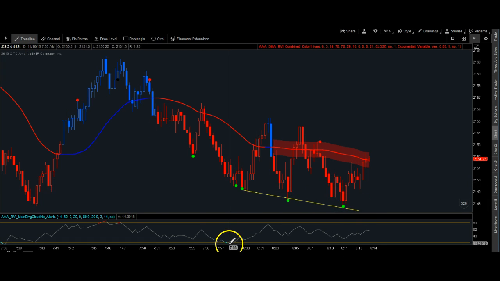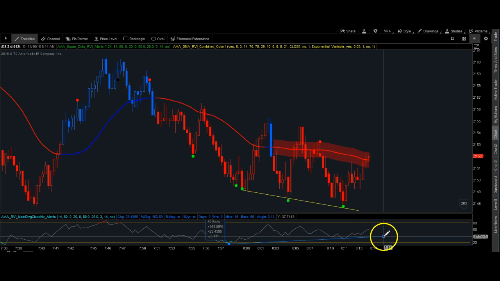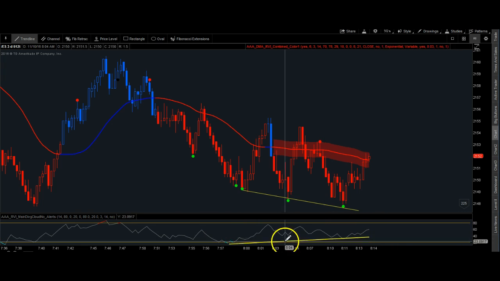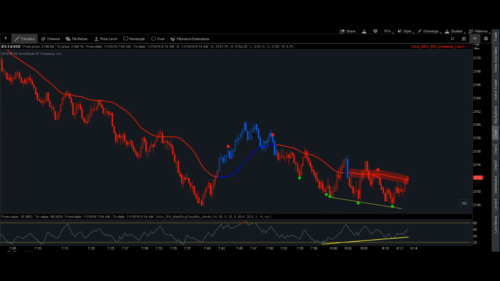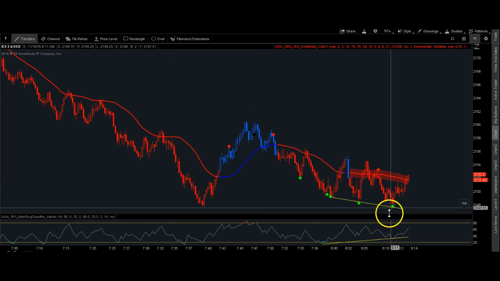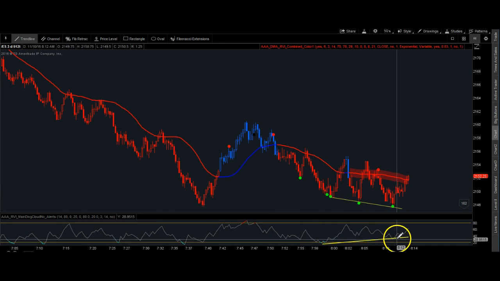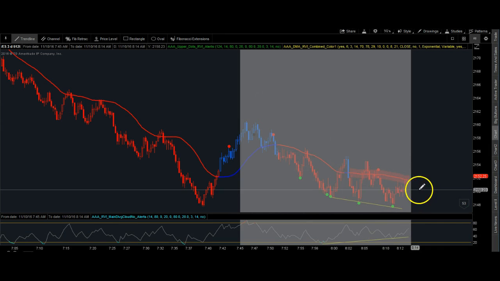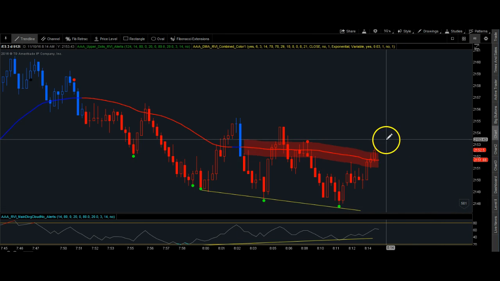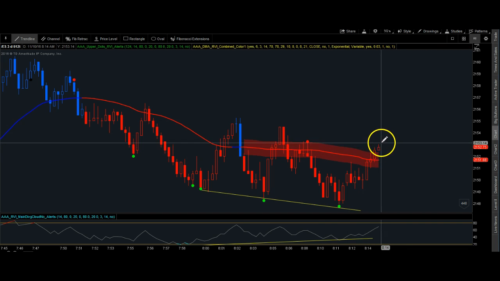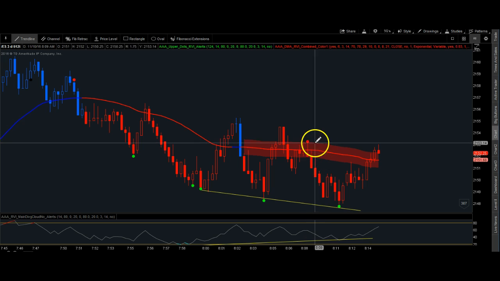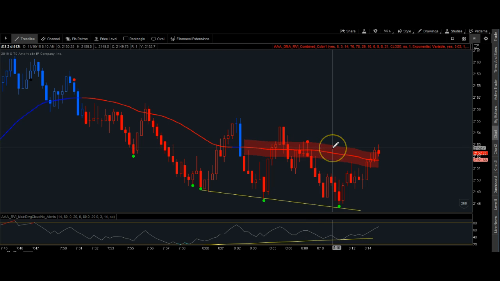And this is what I love. If you watch my other videos, you know I love divergence. You can see it as price is making new lows, the RVI is making higher lows. But let's hopefully see if it changes blue, so you can see, because if it goes blue, you'll see this cloud actually disappear.